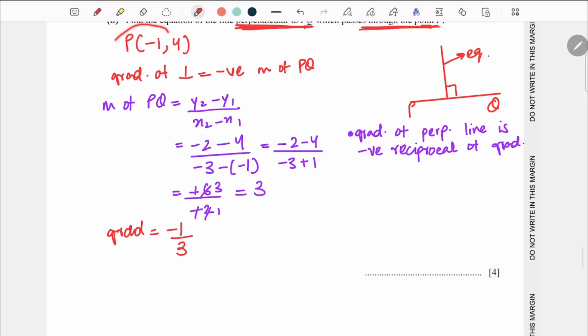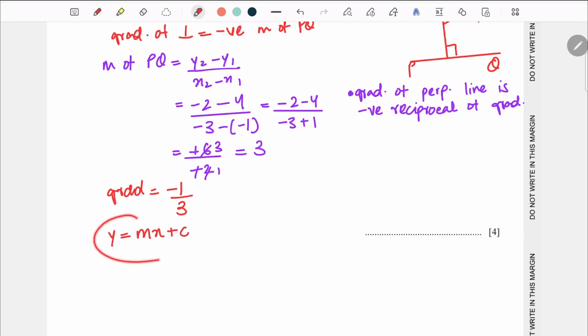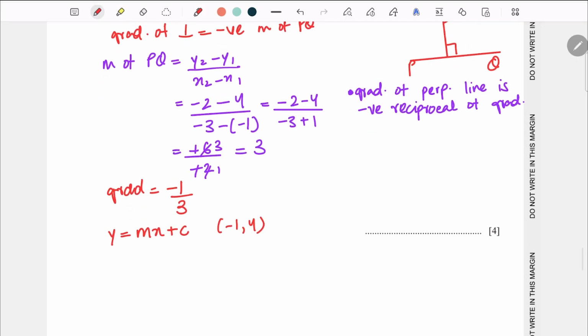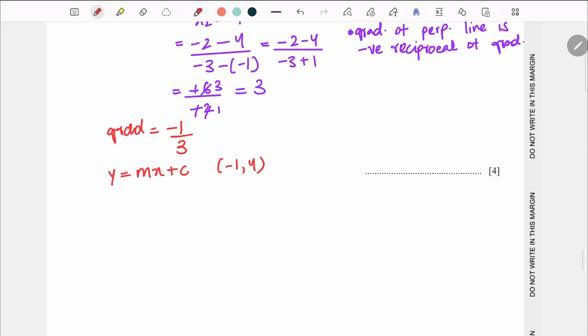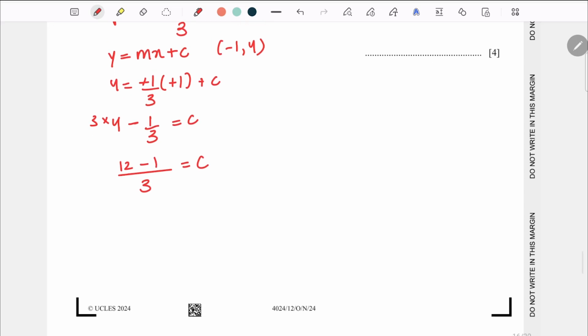Now because it's passing through the point -1 and 4, I'm going to use this as x and y. So y is equal to mx plus c. This is the general form of the equation of a line, and the point is -1, 4. So I'm going to substitute all the values to find the value of c. y is 4, m is negative 1 over 3, x is negative 1, plus c. So 4 minus 1 over 3 is equal to c. 3 will be the LCM. 3 into 4 is 12 minus 1 is equal to c. So 11 over 3 will be c.